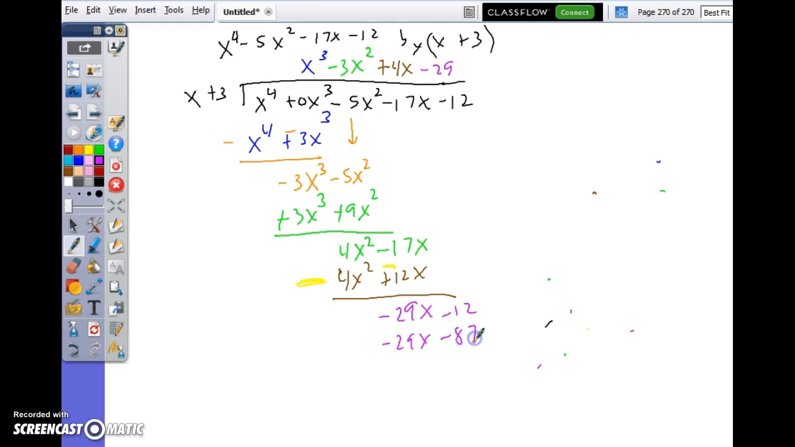Negative 87. Before I do that, know what I do? Change signs. I get 75. Hold on. 75 over. Are we up here? What times x gives me 75? Nothing. So it's a remainder. Like 75 over x plus 3. Can you write R75?